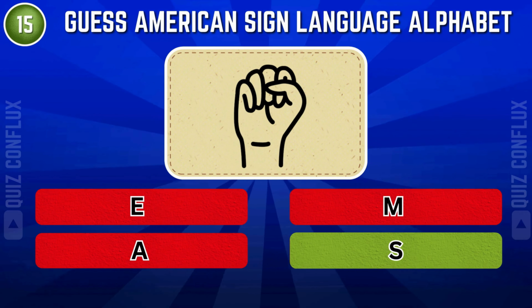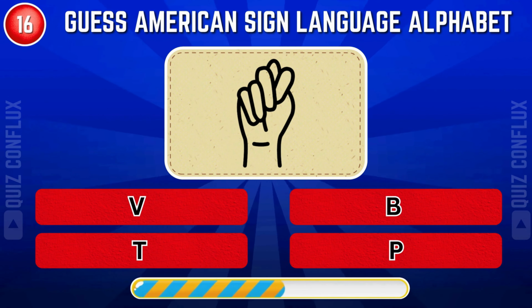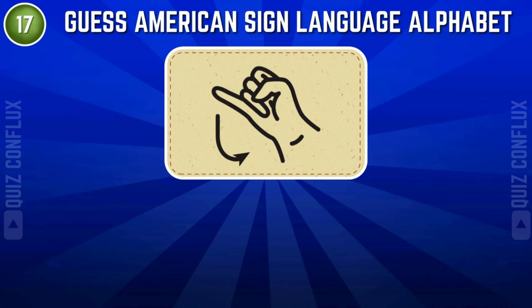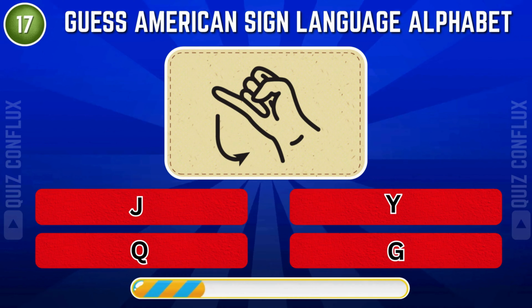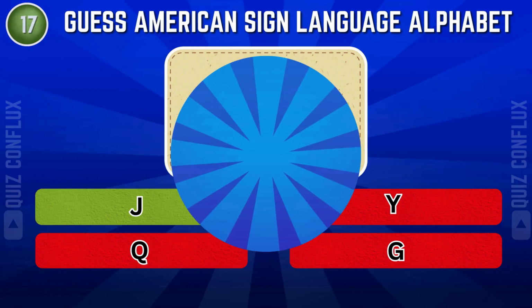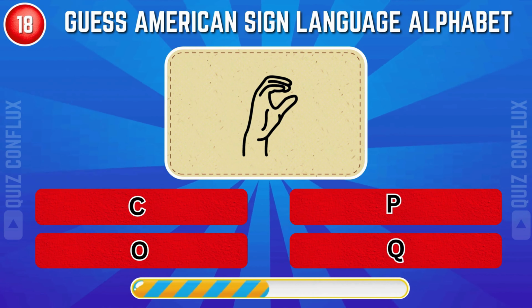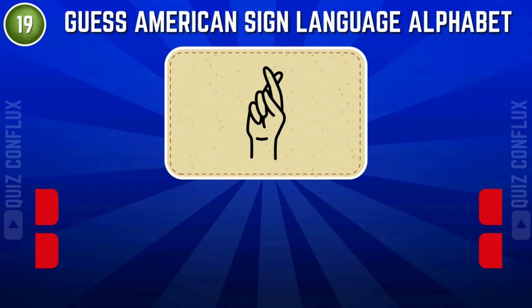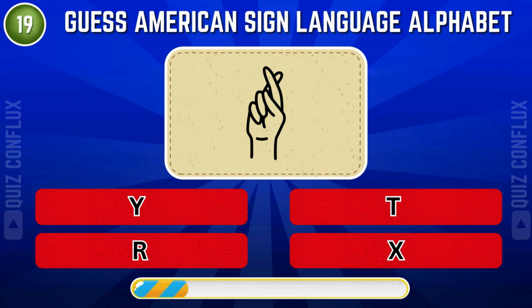The letter S. Which ASL sign is this? Identify this ASL alphabet letter. Right answer, letter J. Which alphabet is this sign? Guess the American Sign Language. Perfect, it's R. What alphabet letter is this?